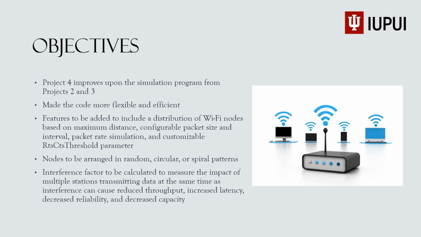Additionally, the nodes are arranged in random, circular, or spiral patterns. The interference factor is calculated to measure the impact of multiple stations transmitting data at the same time, as interference can cause reduced throughput, increased latency, decreased reliability and decreased capacity.